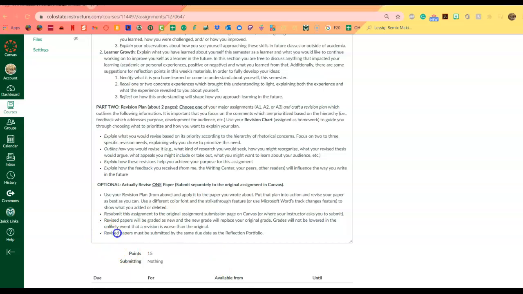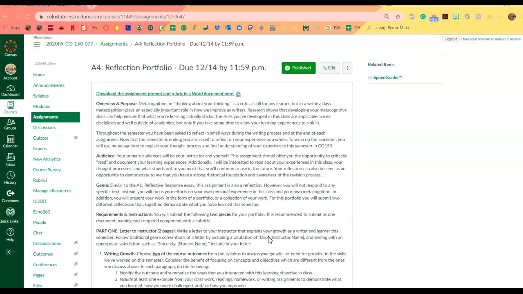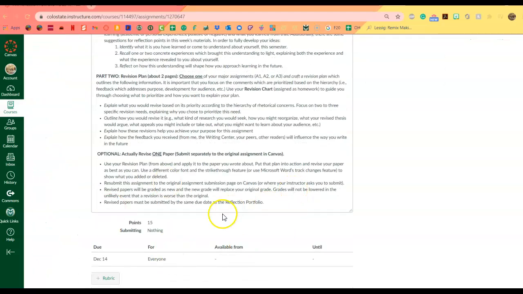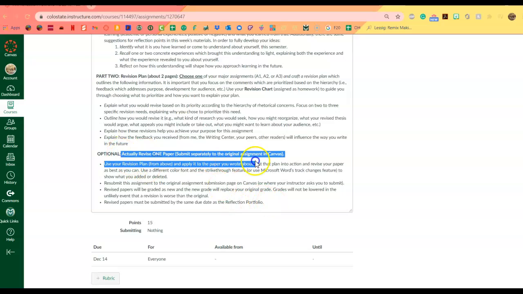This says that you should submit revised paper by the same due date as a reflection portfolio. However, I'm going to give you an extra day. So if you submit your revision by Tuesday, December 15th, that is fine by me. But the sooner you can get in your revision, if you're choosing to revise, you have a better chance of me getting it done, and you can see where your grade's at before we hit that final week.